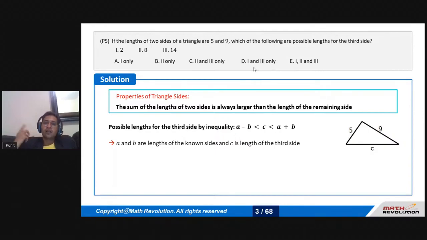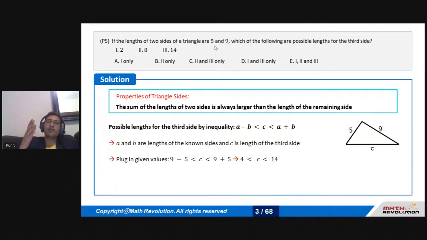So I'll go back and recall what it is that I'm missing. But what if option C was not second and third, but first and second only? I may have marked it and gone ahead with the other question. So always remember for this sort of question, if you're adding, you should always be aware of the subtraction as well. The difference between the two sides is 4 and the sum is 14. So the range for the third side should be greater than 4 but less than 14, and hence there is only one option satisfying this, which is 8.